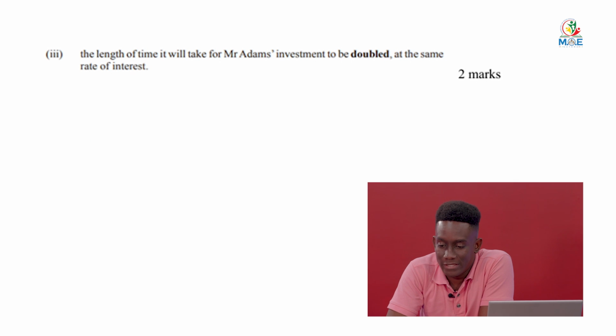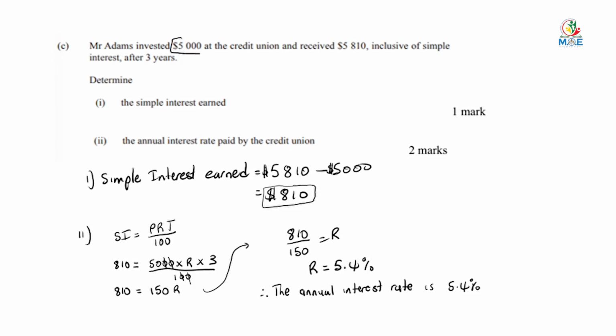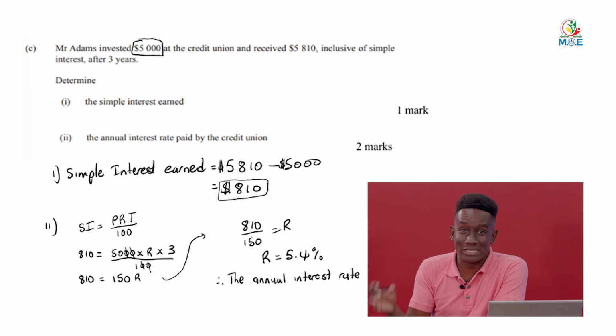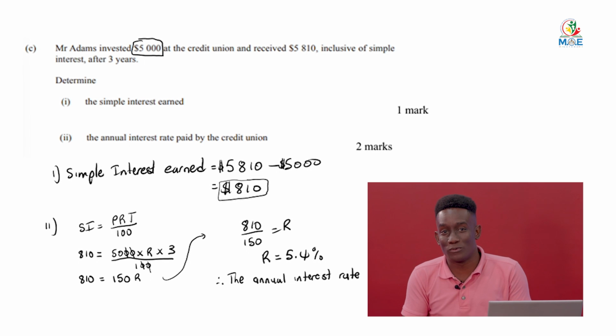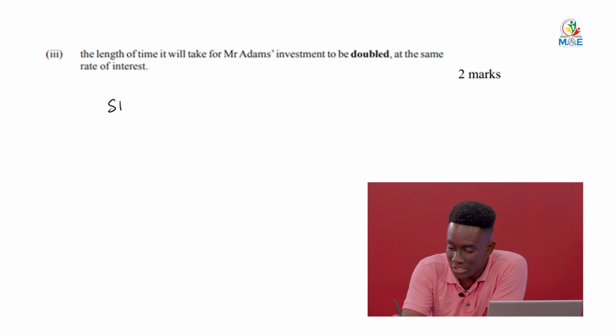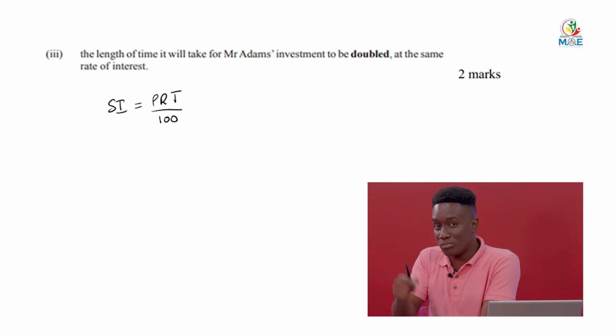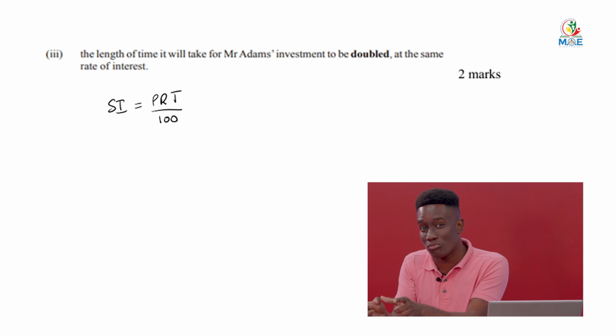So the next question says, we want to determine the length of time it will take for Mr. Adams' investment to be doubled at the same rate of interest. Remember, he invested $5,000. In order for this investment to be doubled, he must receive a simple interest of 5,000. He will get back his 5,000 and also an interest of 5,000, because interest is the extra money that you earn. To answer this question, we use the formula simple interest is equal to PRT, principal times rate times time, divided by 100. He invested 5,000, and for this to be doubled, the simple interest has to be 5,000.